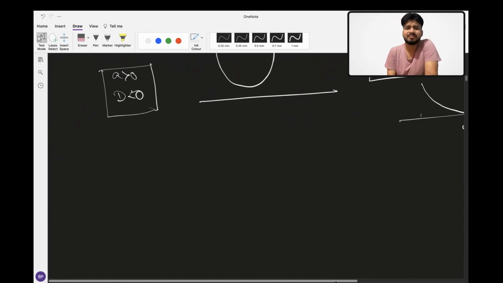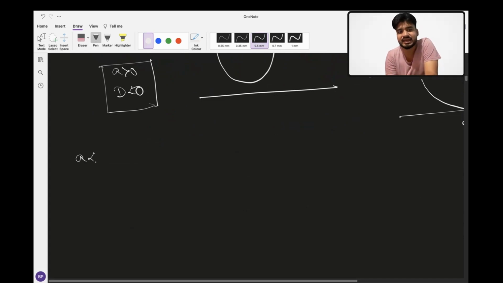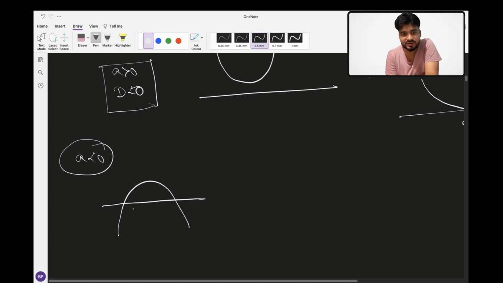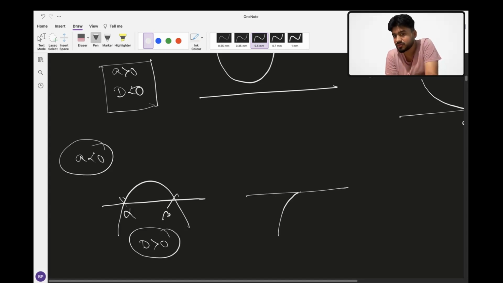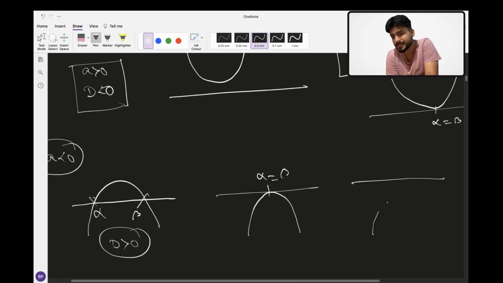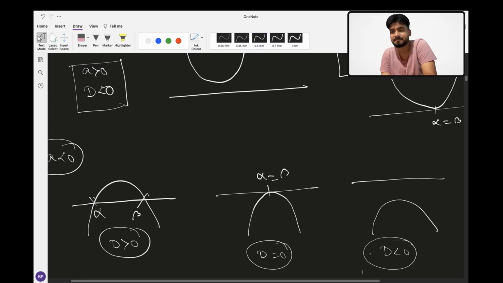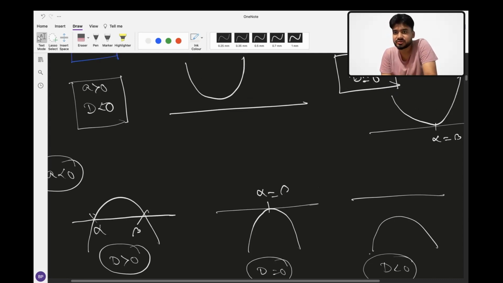Okay. So can you tell me what will happen in case of a less than 0? Yes, only the graph will be open downwards. So for d greater than 0, again both the roots but only open downwards. This is for d greater than 0. For d equal to 0, both the roots will be equal, so it will only touch. And for d less than 0, it will neither cut nor touch. Have you got these points? Or is there any doubt? Okay, no doubt.